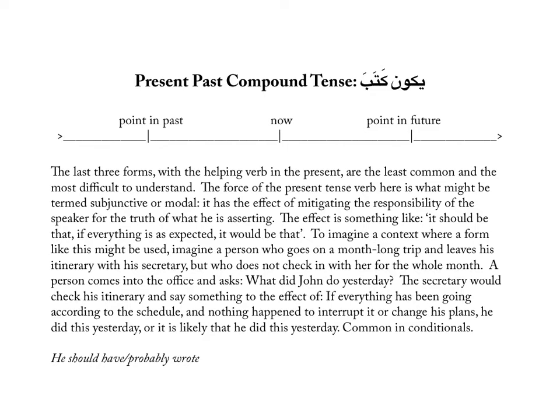To imagine a context where a form like this might be used, imagine a person who goes on a month-long trip and leaves his itinerary with his secretary, but who does not check in with her for a whole month. A person comes into the office and asks, "What did John do yesterday?" The secretary would check his itinerary and say something to the effect of, "If everything has been going according to the schedule and nothing happened to interrupt it or change his plans, he did this yesterday, or it is likely that he did this yesterday."